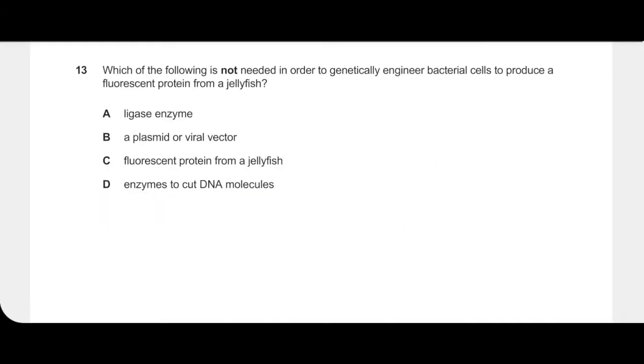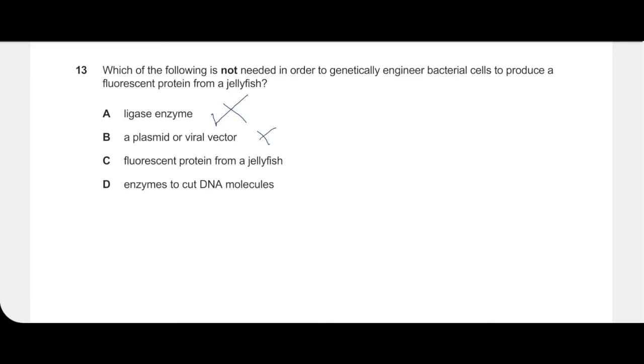Question number 13. Which of the following is not needed in order to genetically engineer bacterial cells to produce fluorescent protein from a jellyfish? Option A is ligase, B is plasmid or viral vector, C is fluorescent protein from a jellyfish, D is enzymes that cut DNA molecules. So, do we need ligase for genetic engineering? Yes, we do, to join the gene and the plasmid together. B, plasmid or viral vector, we need that because that's where we're going to insert the gene into.